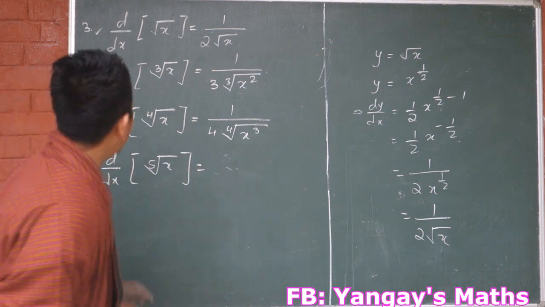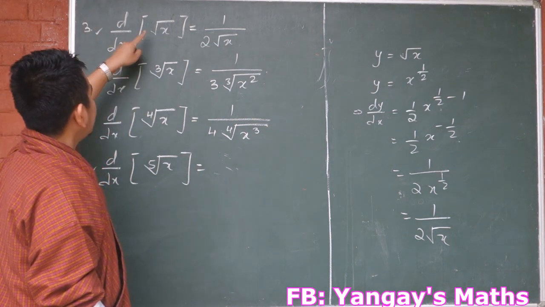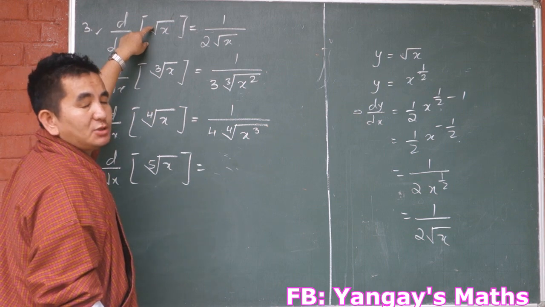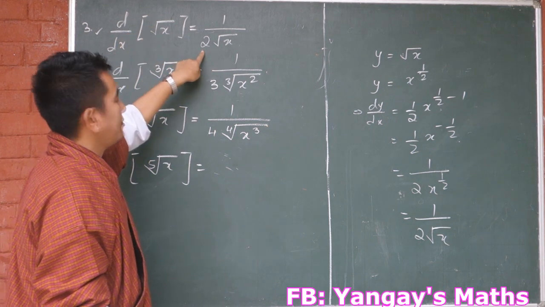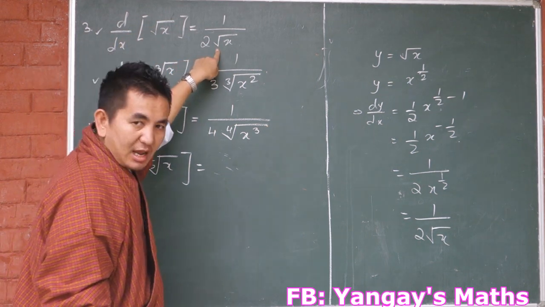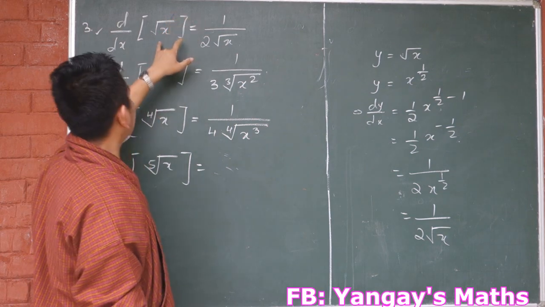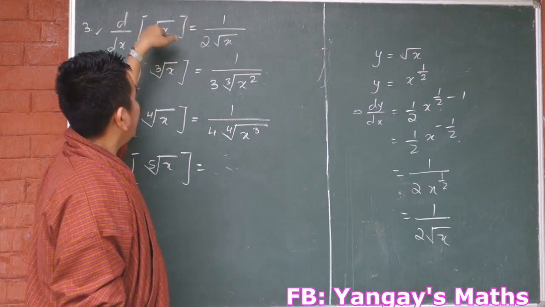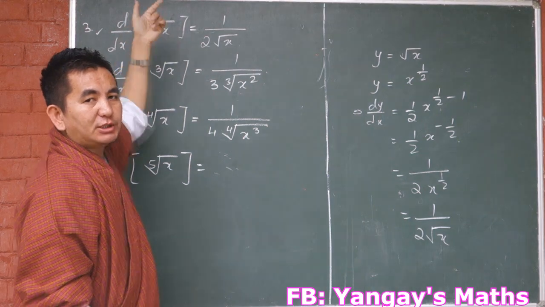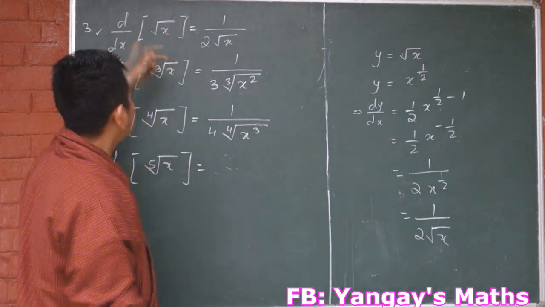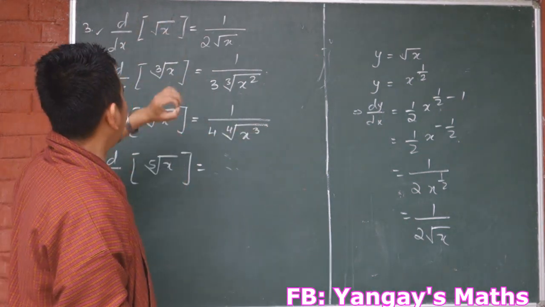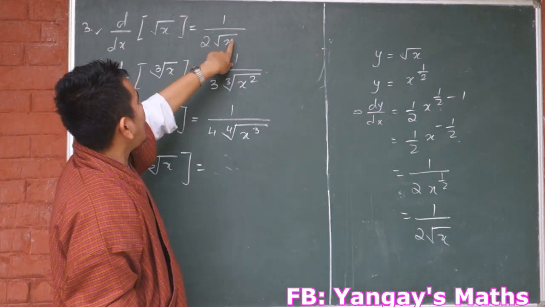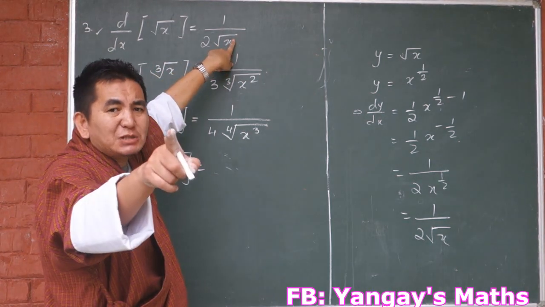So what is happening here is, see, here you can see the index is 2. We don't write this one as a square root. This index comes here, index remains same. The answer is positive because it is in the numerator. If the function is in the numerator, the answer you will get is positive. If the function is in the denominator, the answer you will get is negative. Then the power of this x is decreased by 1.